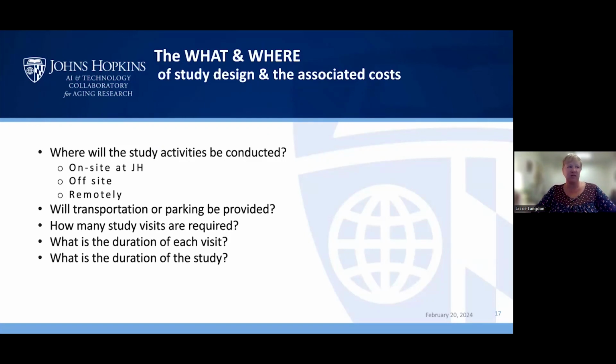Could be on site at Johns Hopkins. We have clinical research space in the Healthy Aging Studies Unit. There are other places at Hopkins that you could do your research. It could be offsite at another location. Your research can be done totally remotely as well.